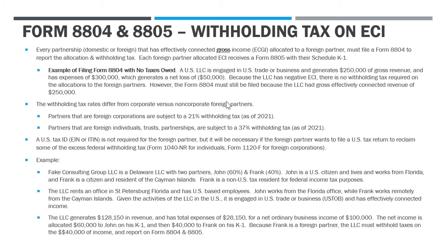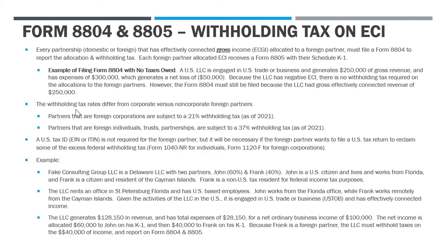Now, because they have a net loss, there's no withholding tax that needs to be taken out on the allocations to the foreign partners, but they still must file the 8804s because the standard is, do you have gross income that's effectively connected? They're not asking for net. Okay, so in this case, the 8804 must still be filed because the LLC had gross effectively connected revenues. Okay, very, very important distinction to make there.